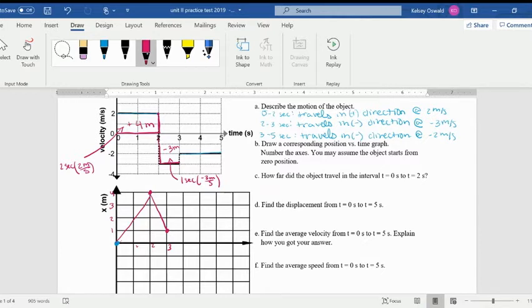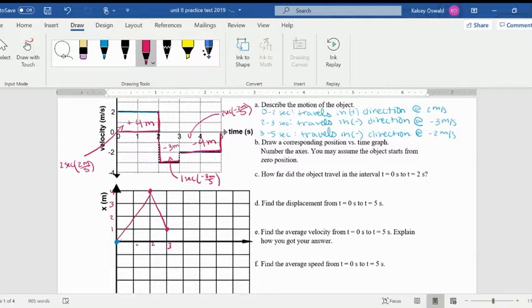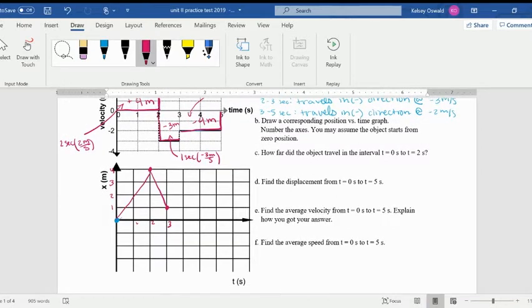And for that last time frame here, 3 to 5 seconds, moving for 2 seconds at a rate of -2 meters per second. So -2 meters per second for 2 seconds tells me I travel -4 meters here. So again, I'm taking my height of -2 times my base of 2 seconds. Okay. So if at 3 seconds I was at a position of 1, at 5 seconds, I'm going to be 4 meters behind that. So that means my new position at 5 seconds would be -3 because it's 4 meters behind where I was at 3 seconds. Okay. So we're looking at our displacements to tell us what our position versus time graph should look like.